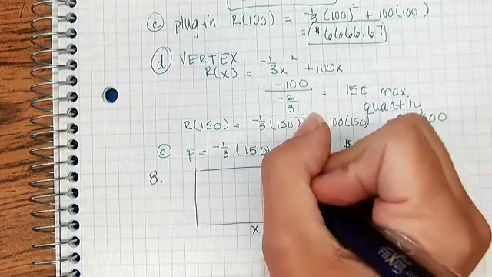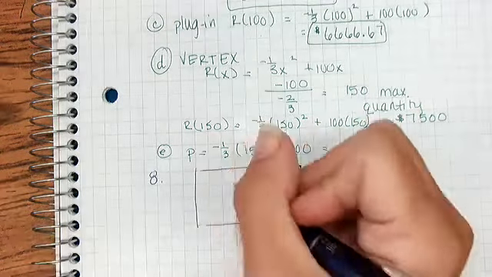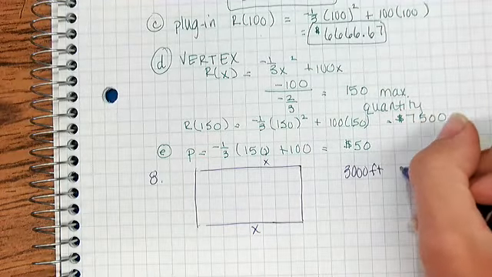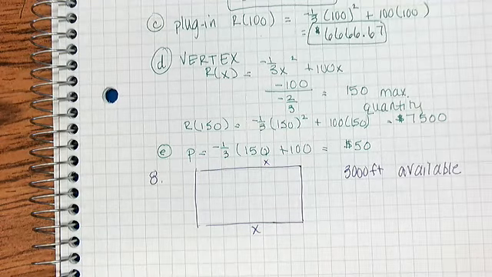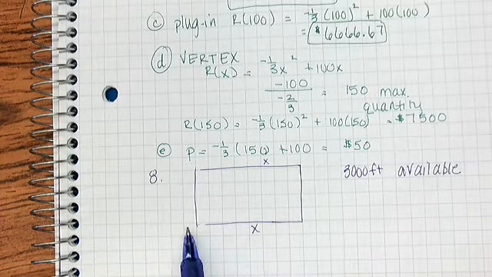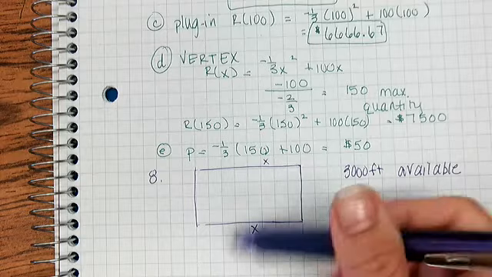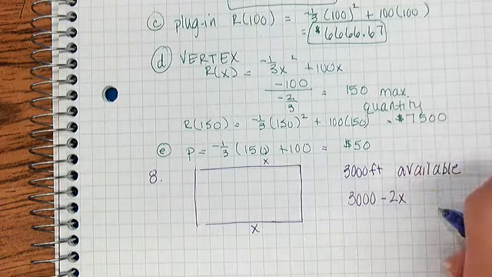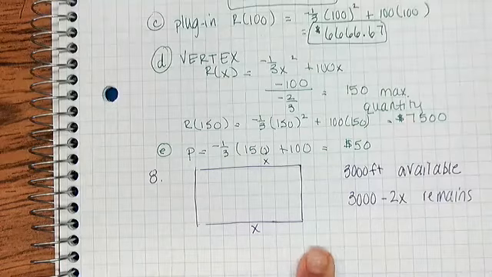Maybe it doesn't matter. Maybe you want to put your x here. Who cares? All right, so here's the deal. I have 3,000 feet of fencing available. I've used up x here, and I've used up x here. So after you take out the two lengths, 3,000 minus 2x remains after you fence in these two lengths.